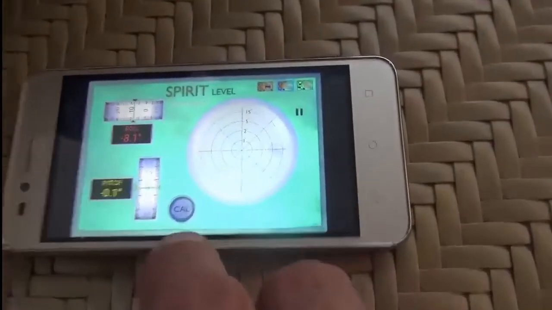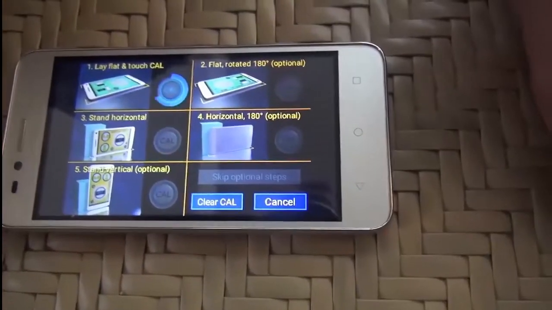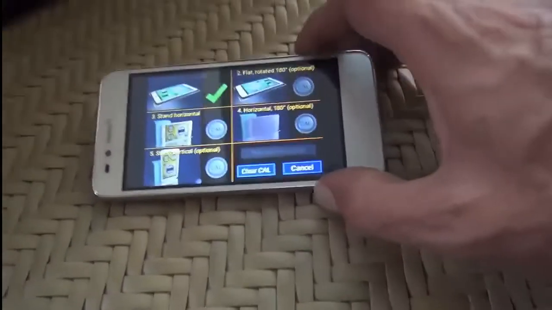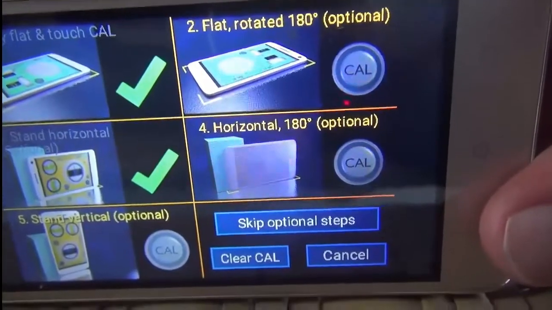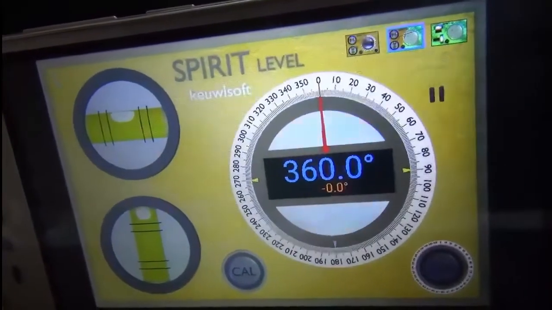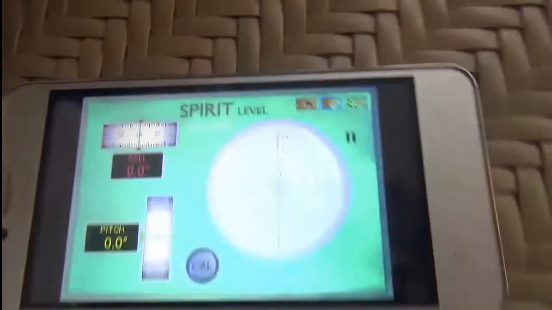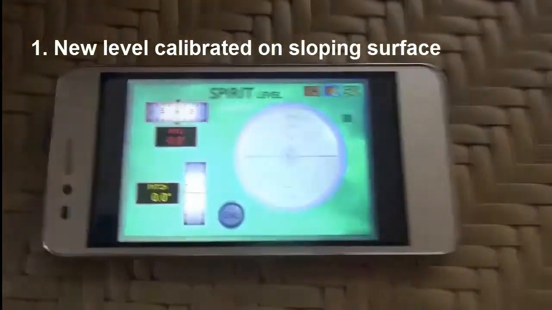What we can do is calibrate. Alright, and then we can stand it horizontal, and calibrate. Okay. Skip. So now it sees that as level. Alright. You can see, even though it's on a slope, it thinks it's level because that's where it was calibrated.